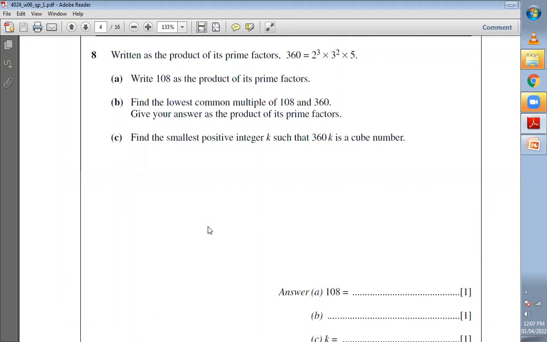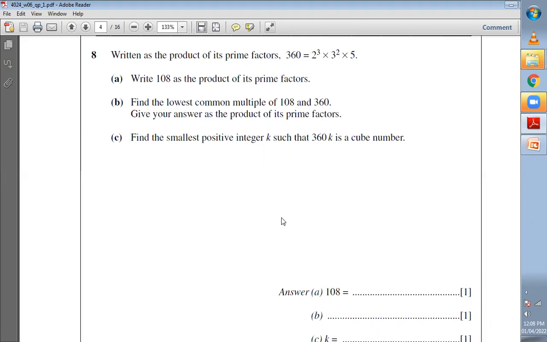Written as the product of its prime factors, 360 is equal to 2 raised to power 3 multiply 3 raised to power 2 multiply 5. He says write 108 as the product of its prime factors. Then he says find the lowest common multiple, LCM, of 108 and 360. Give your answer as the product of its prime factors. Then the question is find the smallest positive integer k such that 360k is a cube number.